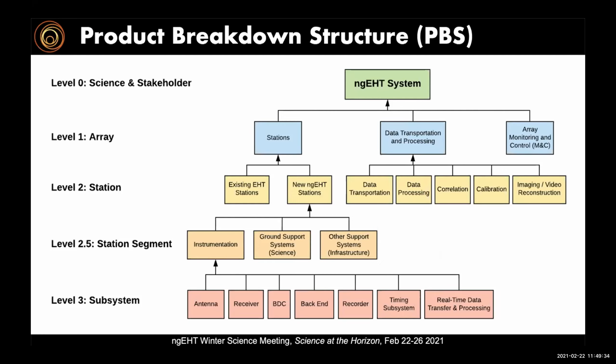It also includes the data transportation and processing, and the array monitoring and control. Level 2 is station, and that's where we start talking about these new stations. There are also the existing stations and a number of the subsystems on data handling that also need to be considered, all the way down to level 3, which is a subsystem or instrumentation level, where we get into the specifications of the design of the instrumentation and infrastructure to get there.